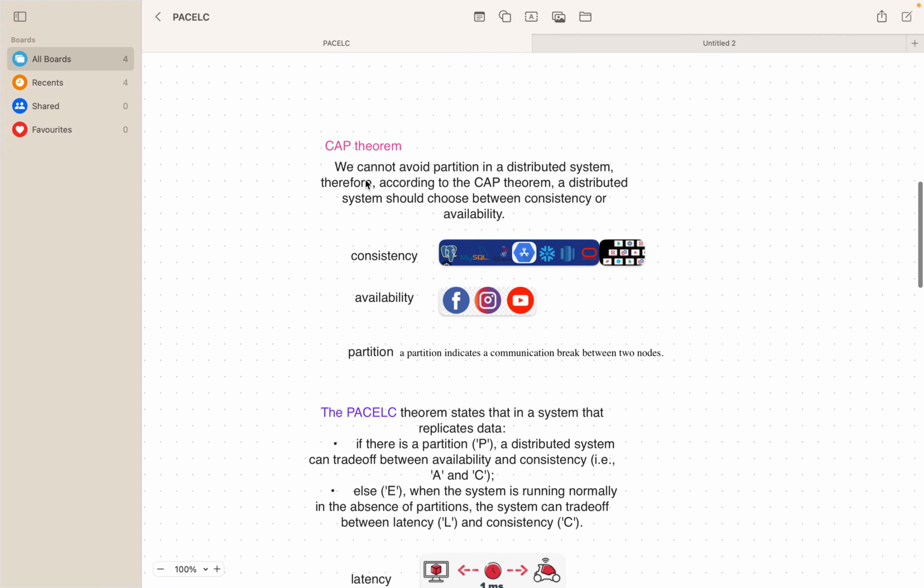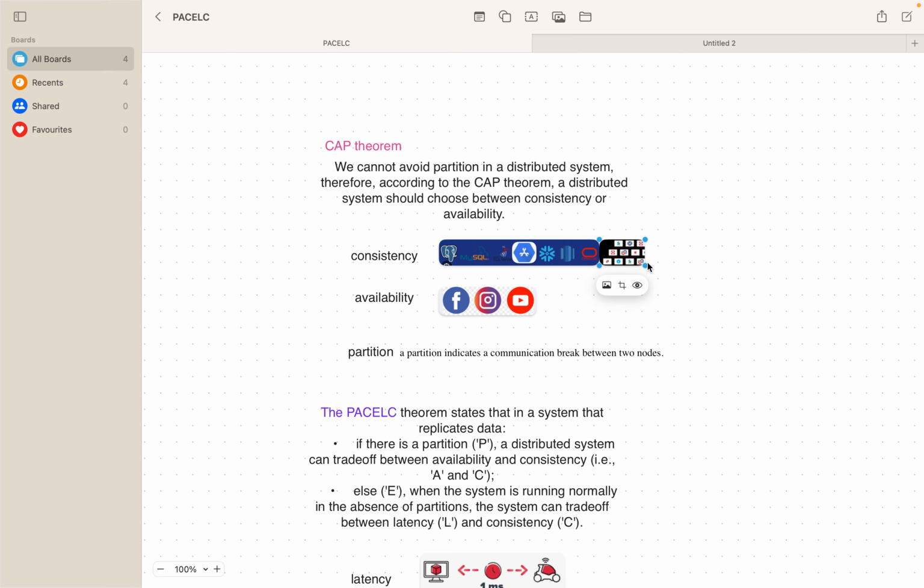Now come here, CAP theorem. Let me repeat it here. We cannot avoid partition in a distributed system. Therefore, according to the CAP theorem, a distributed system should choose between consistency or availability. Here you can see consistency. Consistency, if you remember, is about the data. The data should be consistent at any time, and if any node writes some data into it, then that should also always be visible and consistent, right? That should be consistent every time.